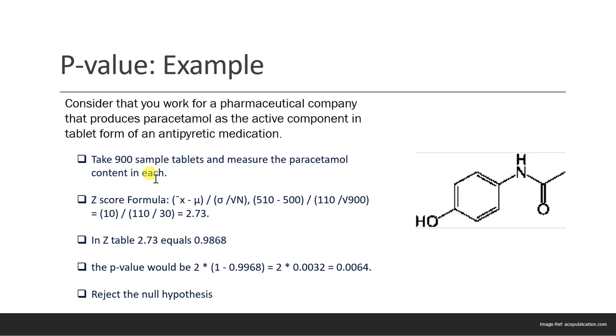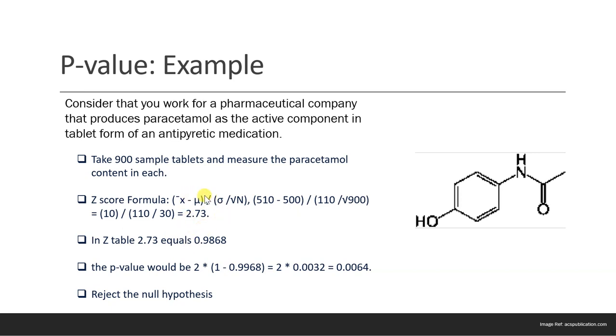So what does the test suggest? If you set your significance level at 5%, then you got your formula, that is x mean minus mu by sigma by root n. So basically x mean is 510, and the active component that you have is 500 mg, divided by the standard deviation, 110, by the square root of the number of samples you are taking, that is 900. Okay, and it will give you around 2.73.